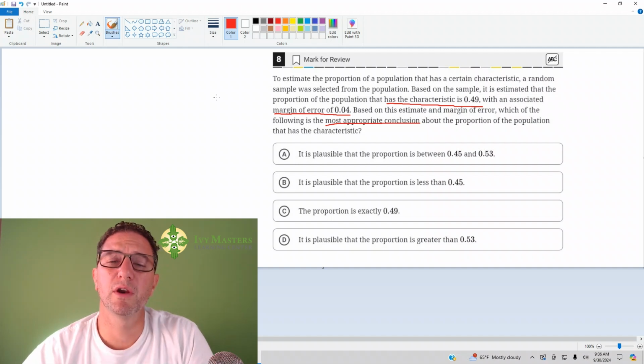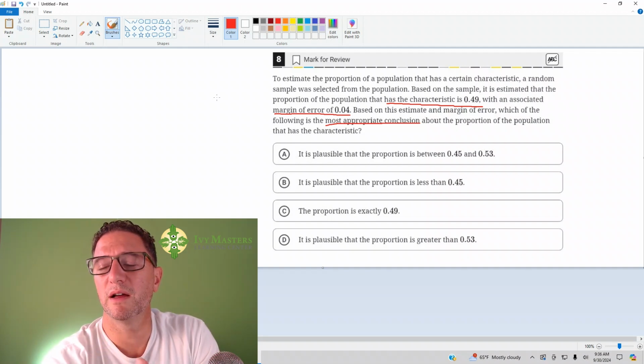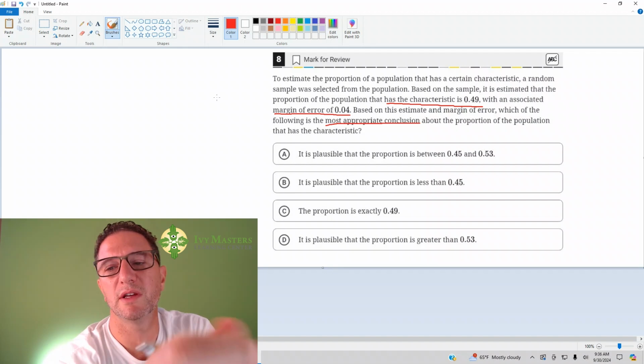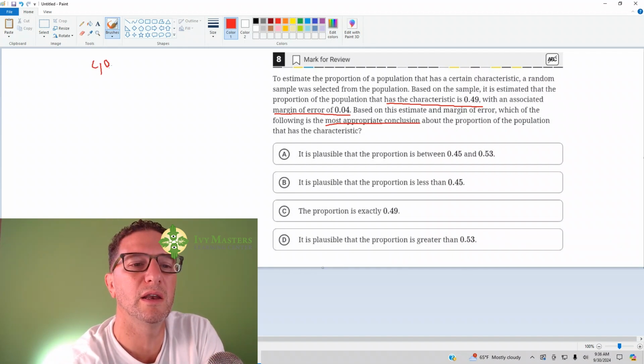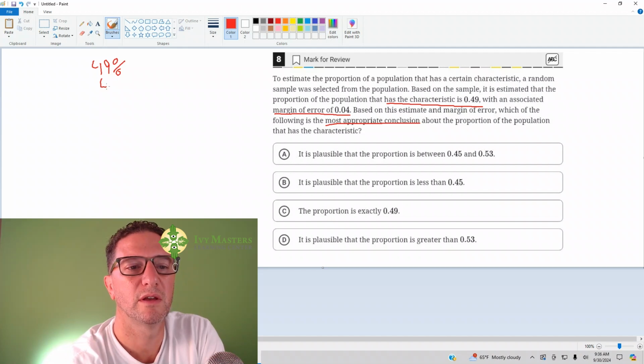I underline the important information. You want to take note of this on your scrap paper when you're practicing and on test day. I'm going to convert these to percents only because that's how it usually comes. So 0.49 is 49%, and 0.04 is 4%. And I'm going to name it Mo for margin of error.